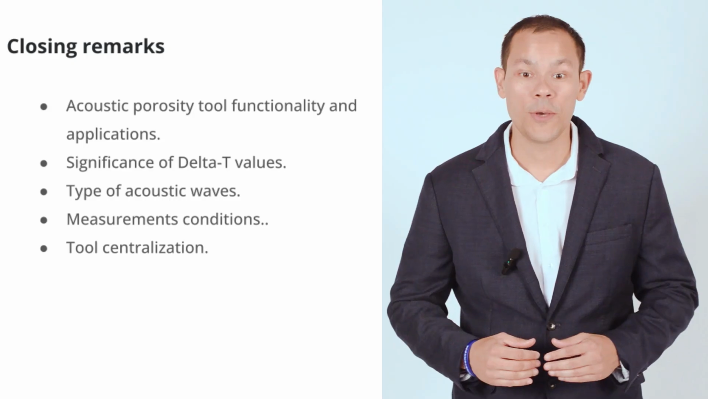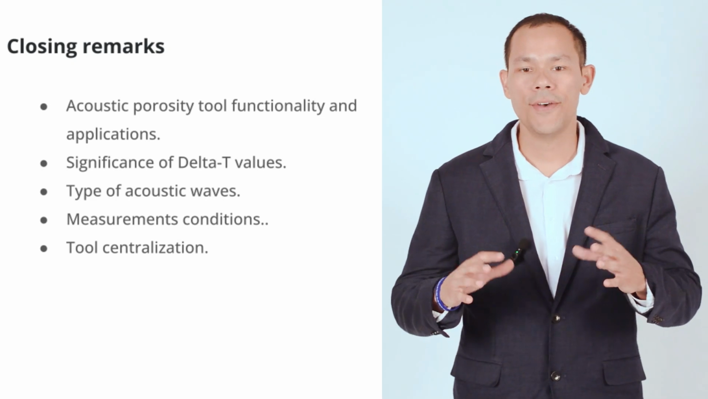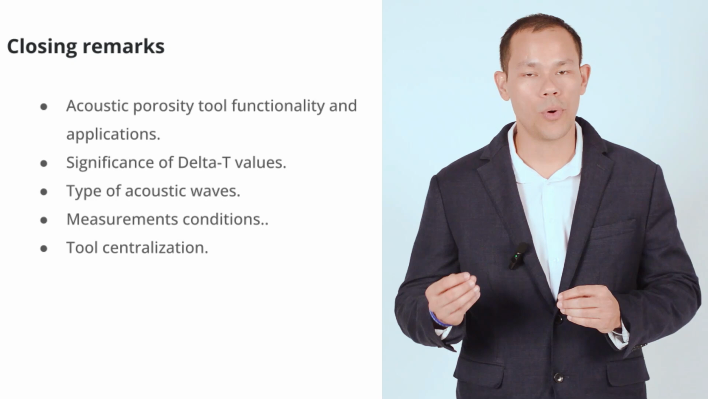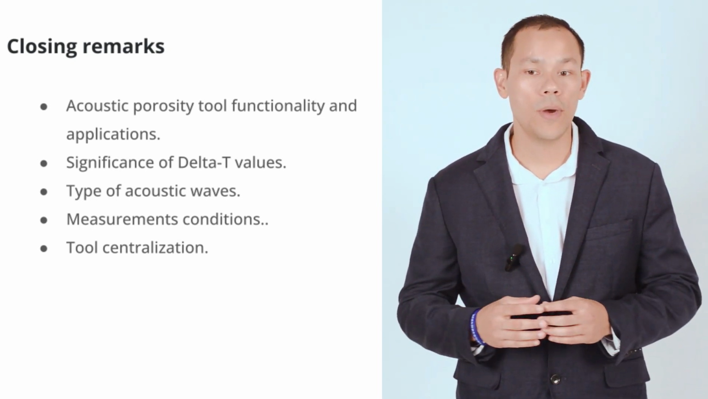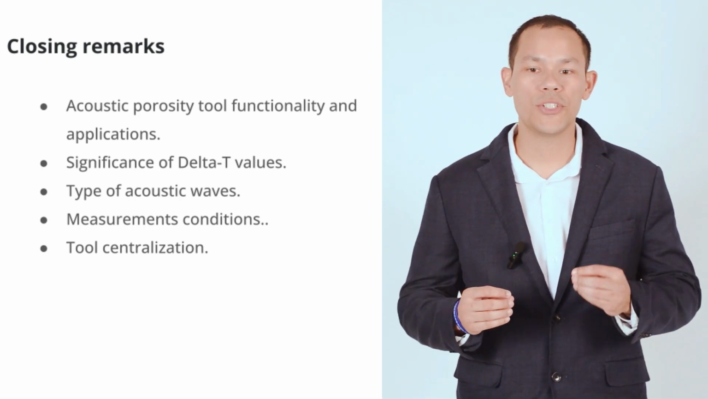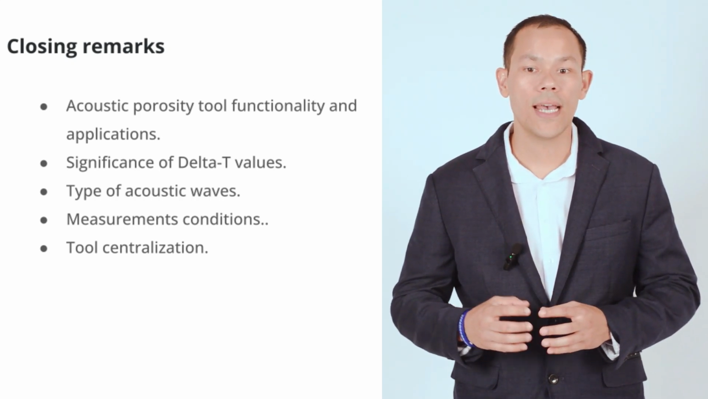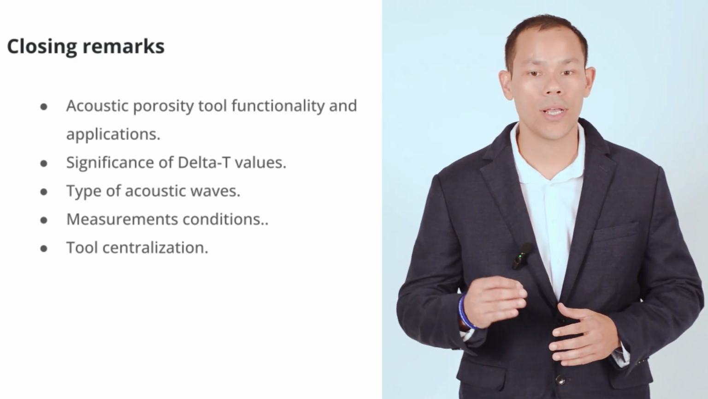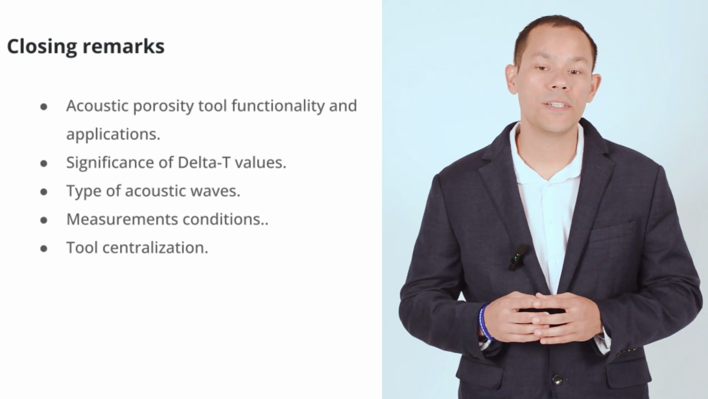Let's quickly recap the main points we've covered today. We explored the functionalities and applications of acoustic porosity tools, understanding how they measure effective porosity by analyzing the travel time of sound waves through the rock formation. We discussed the significance of delta T values, the types of waves involved, and the conditions under which these measurements are taken. We also reviewed the importance of tool centralization and how to compensate for tool tilt and borehole irregularities to ensure accurate measurements. Understanding these principles will help us make informed decisions in the field.